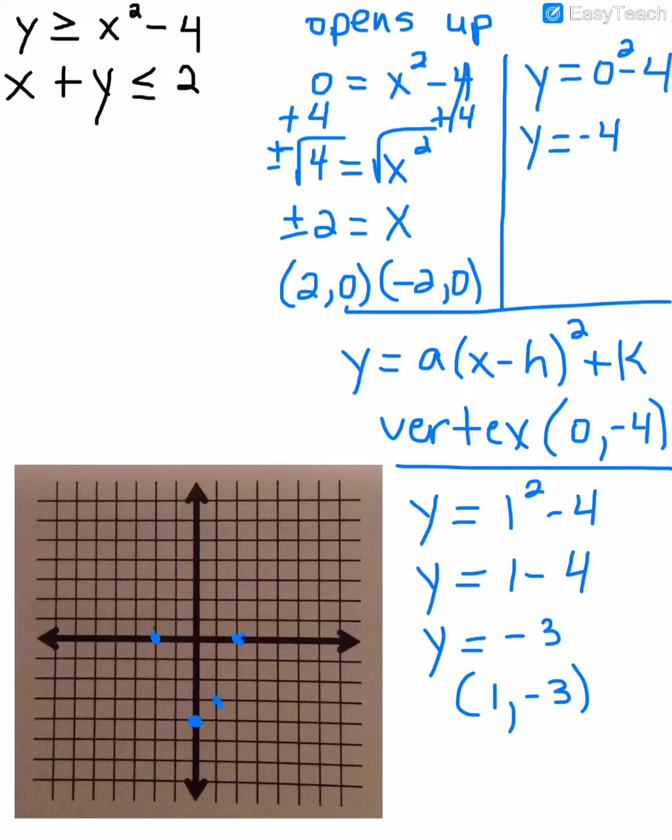All right, so (1, -3) is another point on my parabola. And remember, we have that imaginary axis of symmetry. So if I go one space to the right and I have that point at (1, -3), I know I'll have another point at (-1, -3) because it's symmetric. All right, when I look at my inequality symbol in my original equation, it's greater than or equal to, so that means I have a solid line.